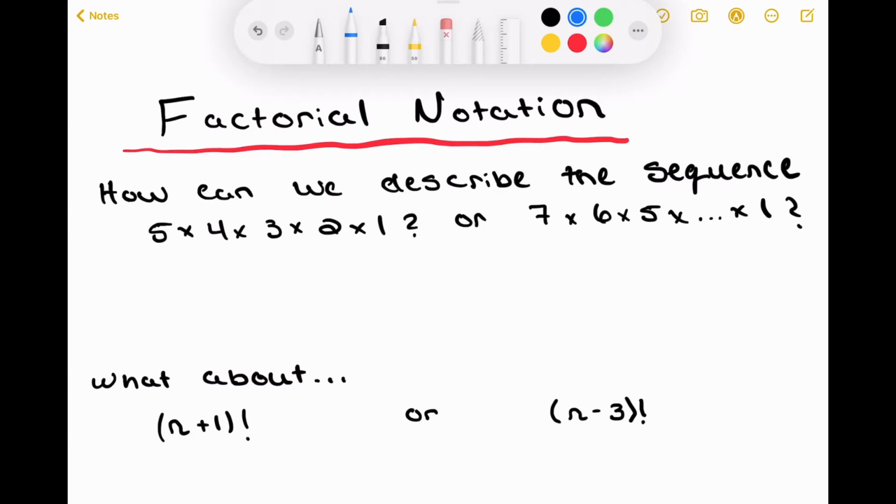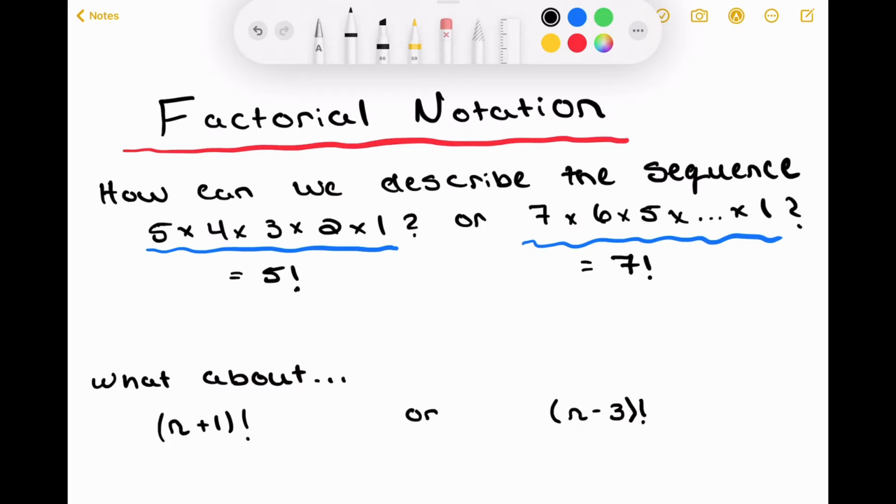What we can do is we can actually just write this as equal to 5 factorial, or an exclamation point next to it, and that means to expand it as a product of all the numbers below it to 1. And similarly, if we take the bigger sequence here starting at 7, this one's going to be equal to 7 factorial, which yet again just means take all the numbers that are below 7 and make them the product that go all the way down to 1.